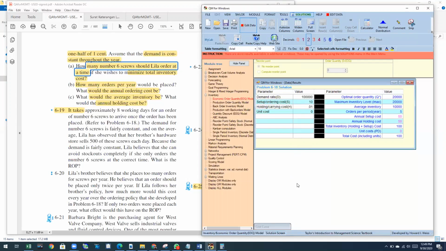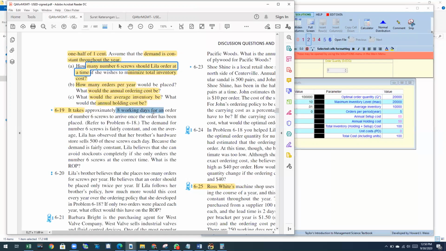Let's expand this to question 619. It takes approximately 8 working days for an order of number 6 screws to arrive once the order has been placed. What do we call this? We call this lead time. So the lead time is 8 days. Lead time is the time from when the order is put in until the order is received.